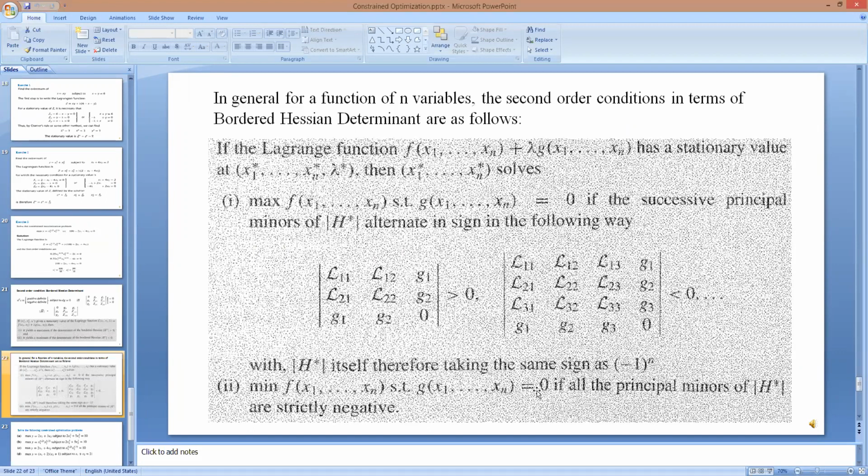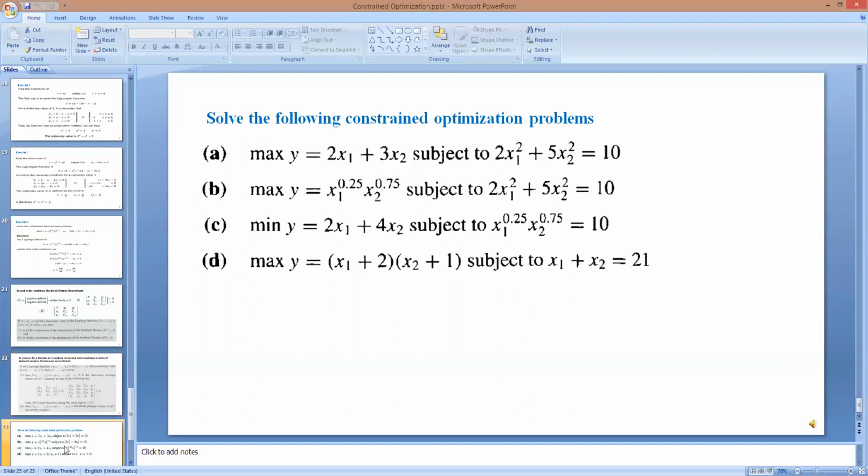And then in the next slide, there is a general context. So suppose it is an nth order polynomial. In that case, we can consider the thing in this way. And these are the several exercises which you need to complete. After that, we will start economic applications.